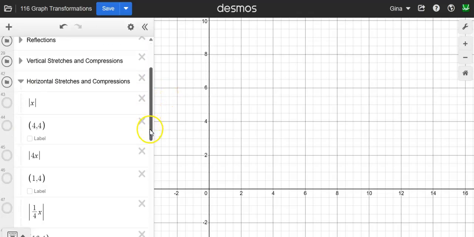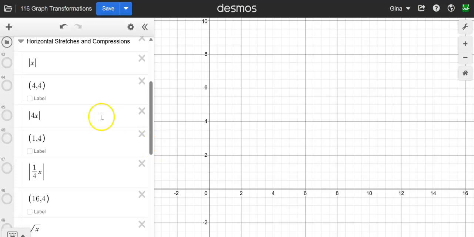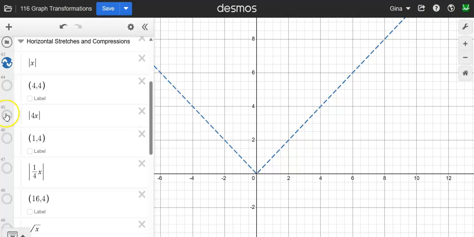Horizontal changes happen when we put something inside the function, so putting a 4 inside the absolute value or a 1/4 inside the absolute value. This is going to have the opposite impact that we would expect. So when we multiply by 4, it's actually shrinking the graph in from left to right, sort of like an accordion. The way that we can see this is by using the reference point 4, 4 on the original graph.